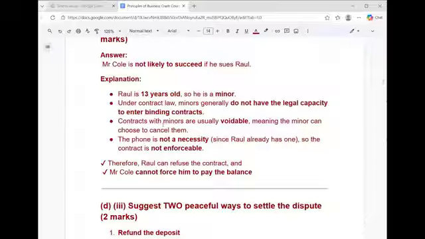Okay. So yes, contracts with minors are usually voidable, meaning the minor can choose to cancel them. The phone is not a necessity since Rahul already has one. So the contract is not enforceable. Therefore, Rahul can refuse the contract and Mr. Cole cannot force him to pay the balance for sure.